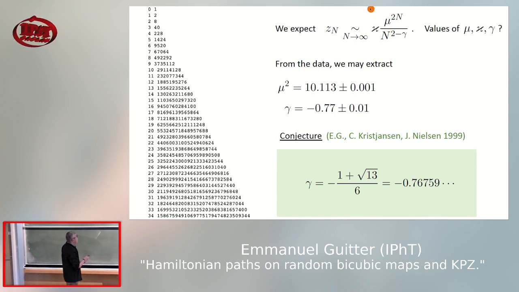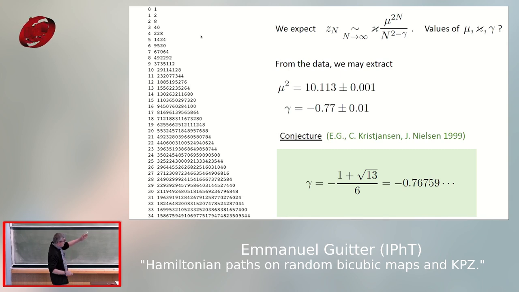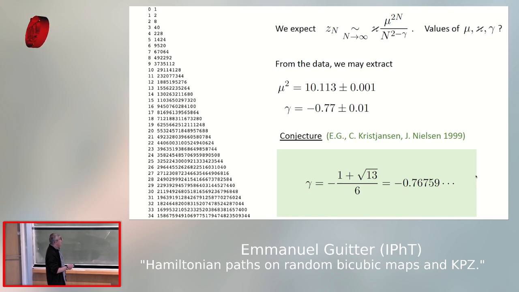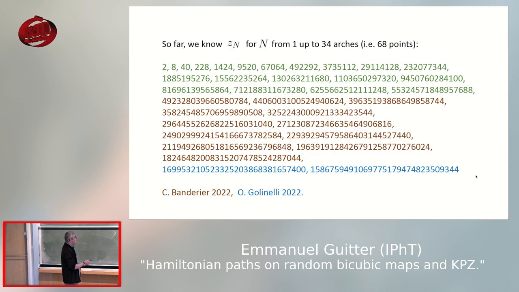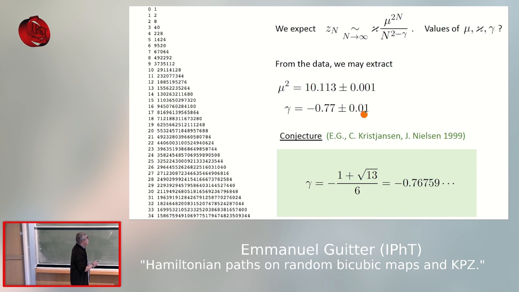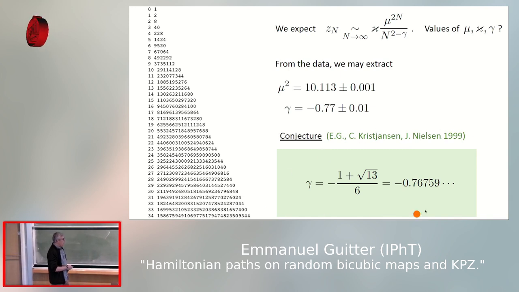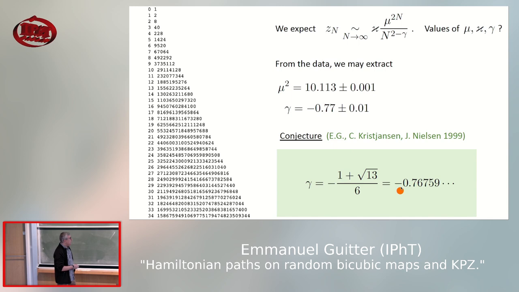Okay, and from the data, first what you see is that it's really an exponential growth, because this is a straight line. But if you look at the numbers, you have the impression it's multiplied by something more than 9 or so. But actually, if you do the correct analysis, you find that the value of mu squared is given by 10.113 with this precision, and the value of gamma is given by this. And in the paper in 1999 we made this conjecture, which I'm going to tell you where it comes from, that gamma is equal to this quantity here.